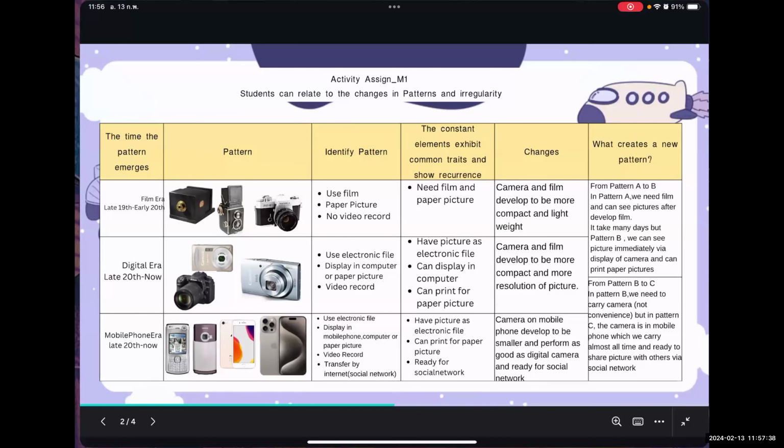For pattern A, the film era, we need a film and can see the picture after developing the film. It takes many days, but in the digital era, we can see a picture immediately via the display of the camera and can print a paper picture. For pattern B to C, in pattern B we need to carry a camera, but in pattern C the camera is in the mobile phone and we can carry it almost all the time and be ready to share pictures with others via social network.